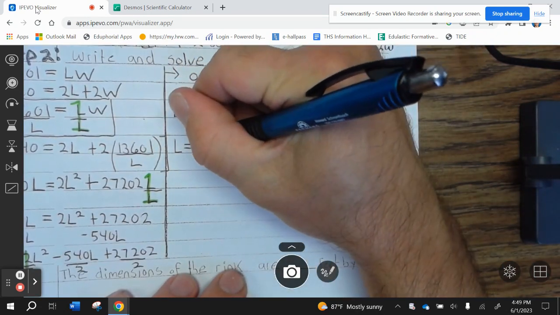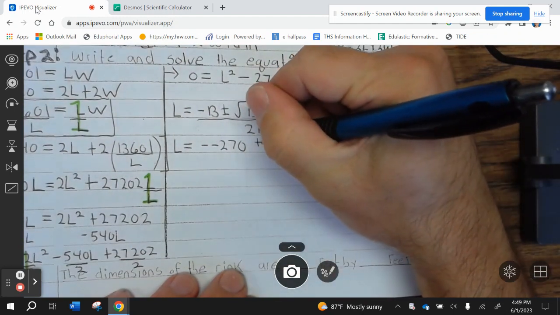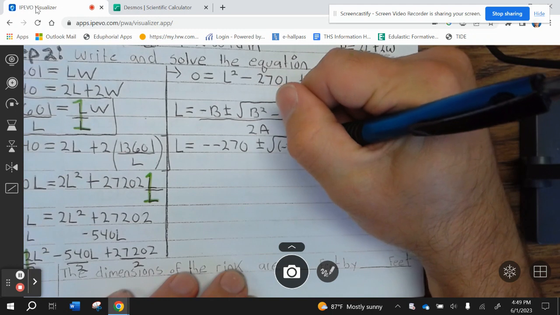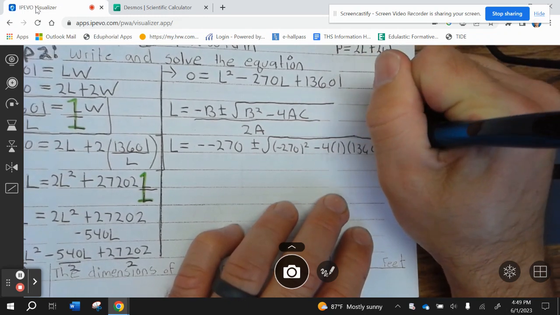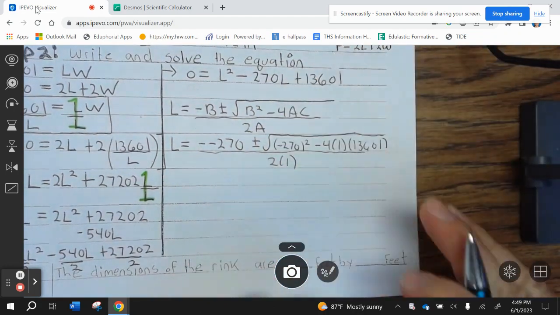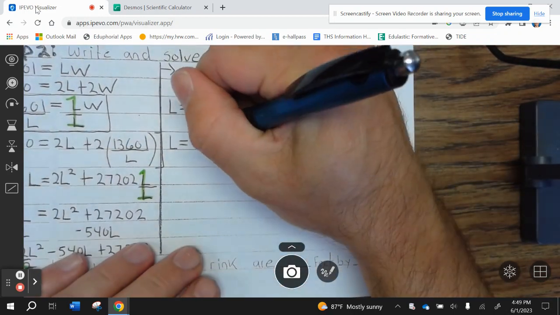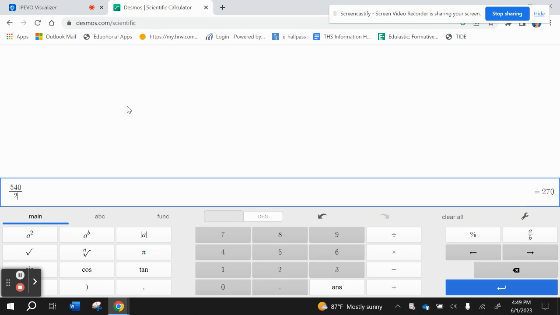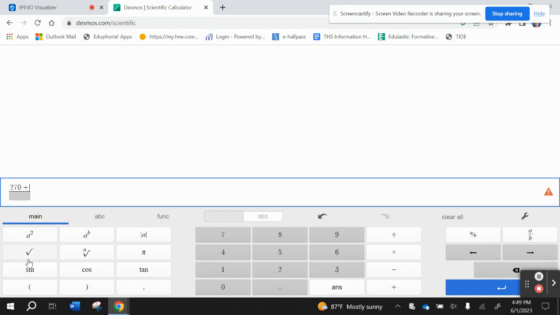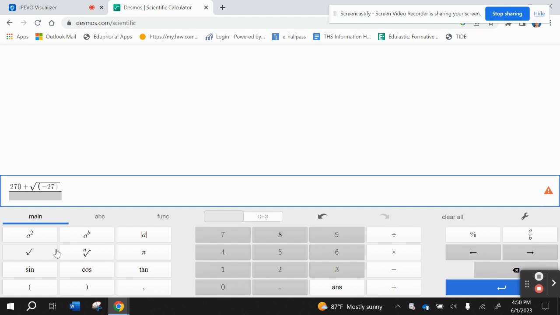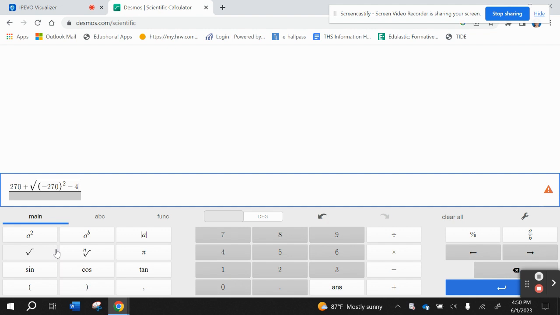So let's plug the numbers in. So L equals negative negative 270 plus or minus the square root of negative 270 squared minus 4 times 1 times 13,601, divided by 2 times 1. Now, this becomes positive, so let's go ahead and plug that into our calculator. So we'll start by, divide. So 270 plus, let's get this out of the way, square root of negative 270 squared minus 4 times 1 times 13,601, divided by 2 times 1.